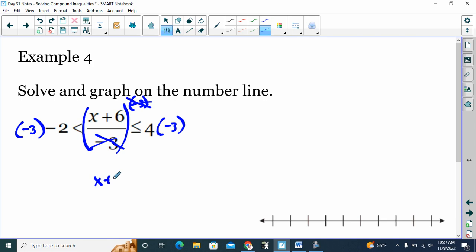I get x plus 6. 4 times -3 is -12. Negative times negative is +6. And I multiplied times a negative. When I multiply times a negative, I have to flip my inequalities. I flip that one, and I also flip this one.